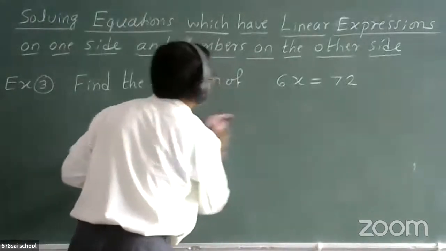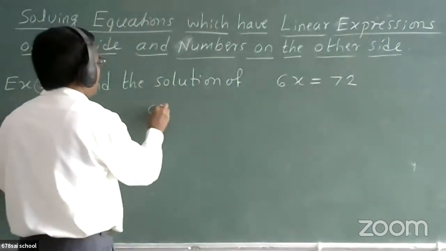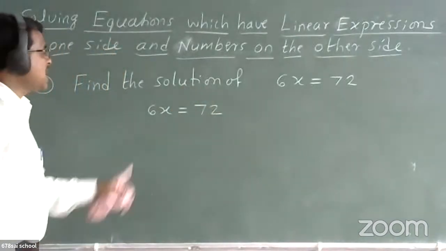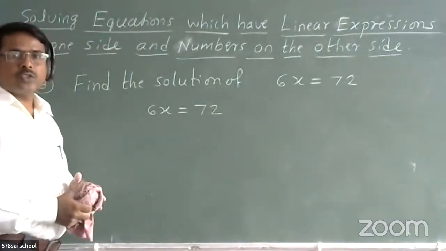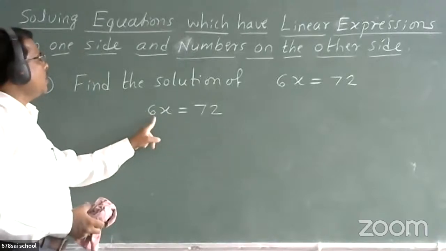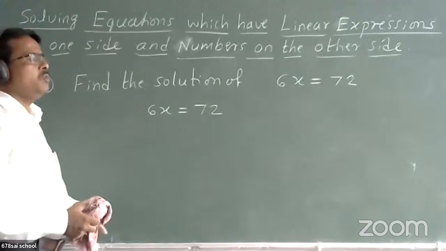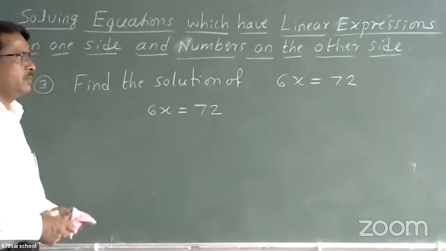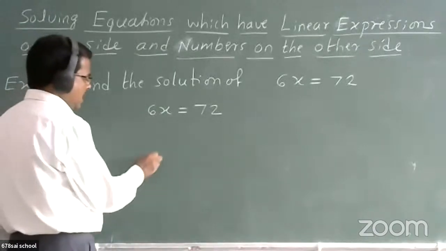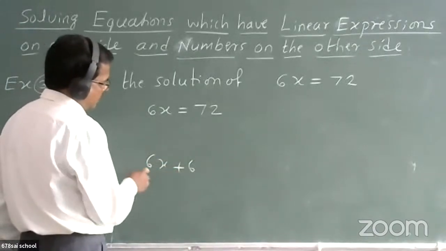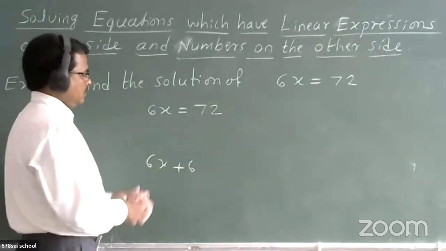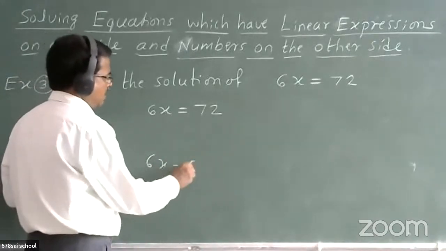Tell me, students. 6x equal to 72 is that. I want x equal to, not 6x equal to. Solution means I should find the value of x, not 6x. I want to cancel this 6. What should I do now? If I add, will 6 cancel? No, we cannot cancel. If you subtract, whether we can cancel?